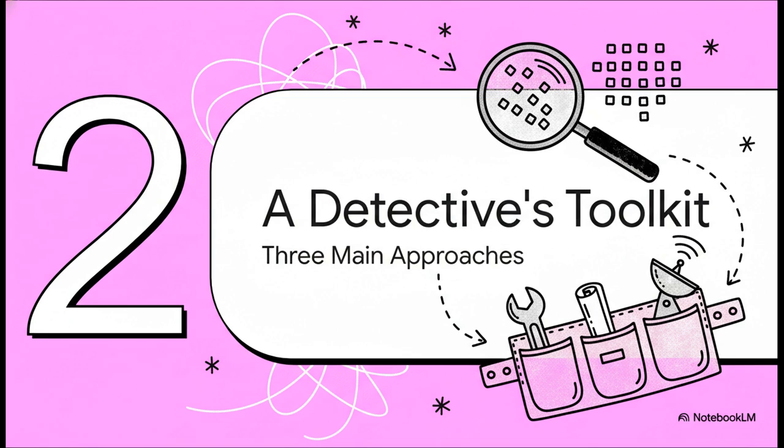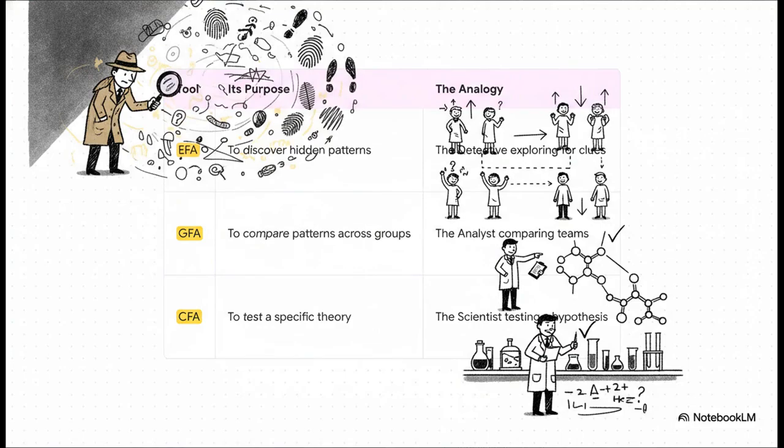So, how does this data detective actually get the job done? Well, it's not just one single tool. It's more like a toolkit with 3 different approaches for 3 different kinds of jobs. And the best way to get these different approaches is with a few quick analogies. First up, you've got exploratory factor analysis, or EFA. This is our detective at a crime scene, just looking for clues. You have no idea what you're going to find, you're just exploring for hidden patterns.